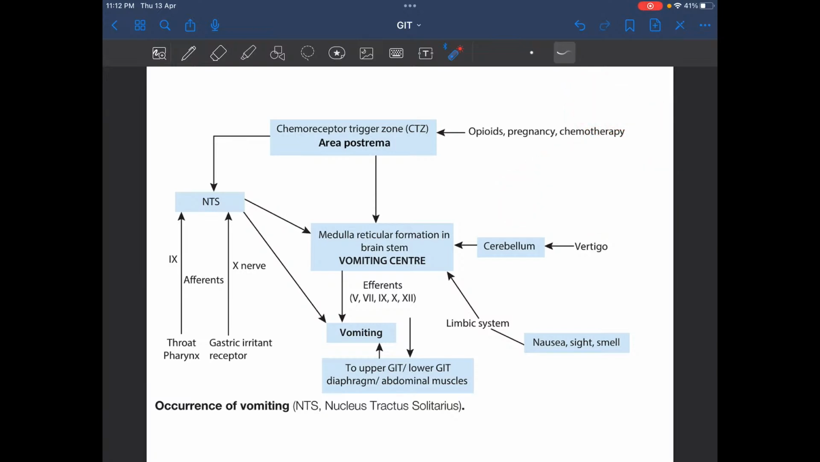Okay. So this chemoreceptor trigger zone, whenever it gets triggered due to any noxious substances, like chemotherapy, or it could be pregnancy, that is due to beta HCG, it can stimulate your vomiting center, which is present in the medullary reticular formation, and that can mediate your vomiting.